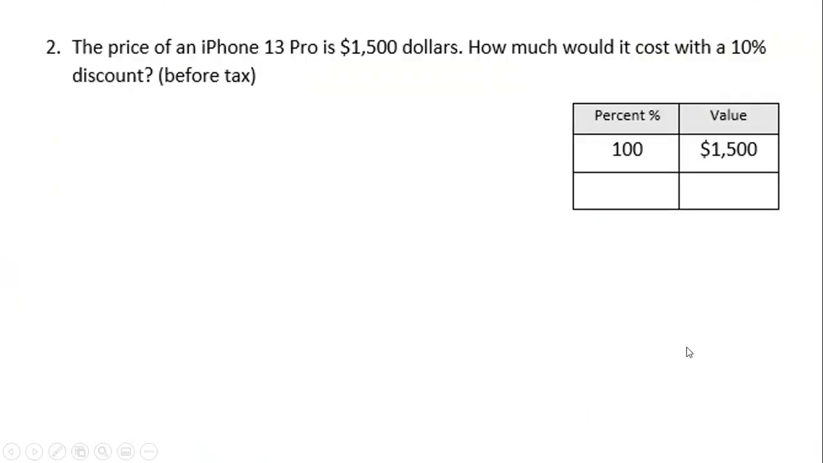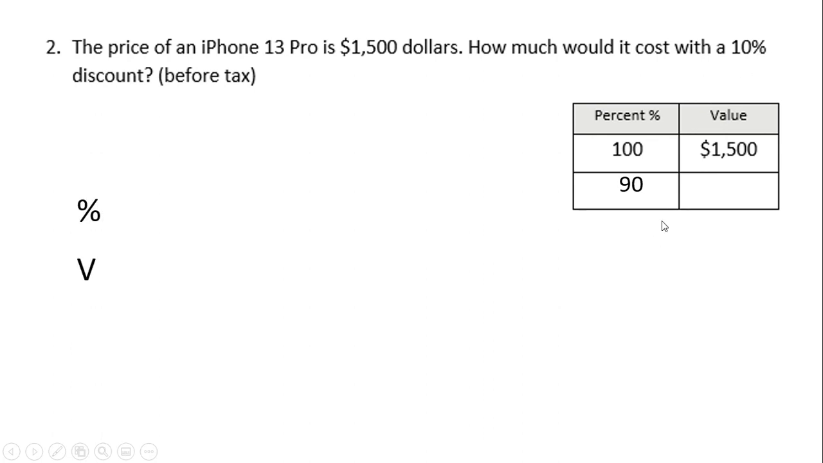Okay, so number two, the iPhone 13 Pro costs $1,500. How much would it cost with a 10% discount? I have part of the table filled in for you. We know 100% of the cost would be 1,500, but we're not going to pay 100% of the cost because we have a 10% discount. We're actually only going to pay 90% of the cost. 10% will be saved with the coupon.